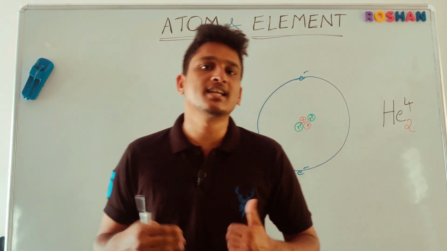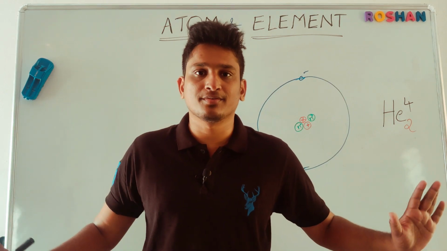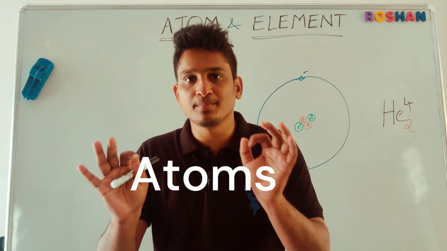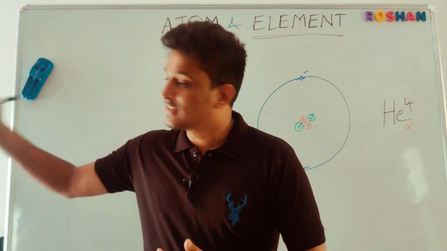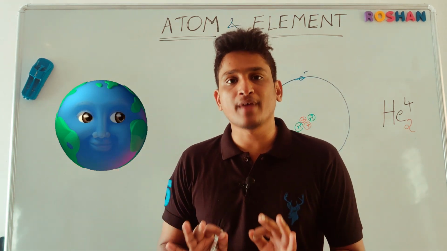But what is this matter made up of? What are we all made up of? What is everything made up of? The answer is atoms. Everything is made up of atoms only. The wall, the marker, the whiteboard, or the tree, everything on planet Earth is made up of atoms only.